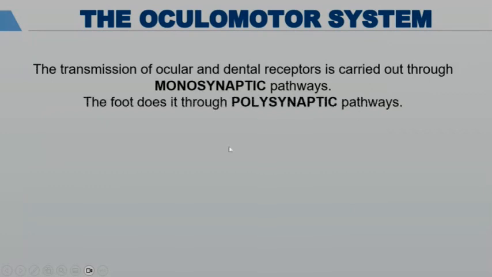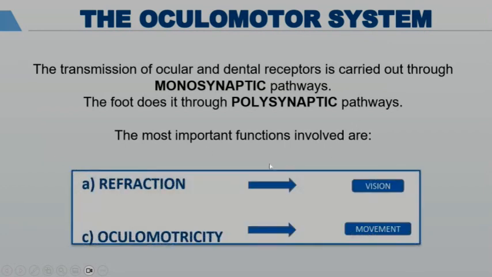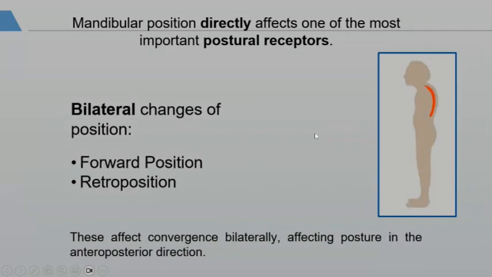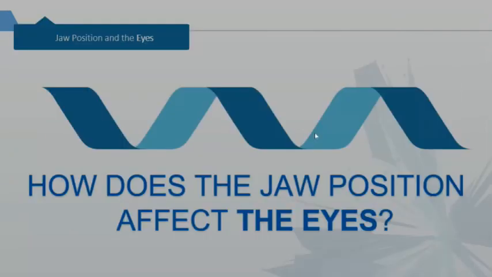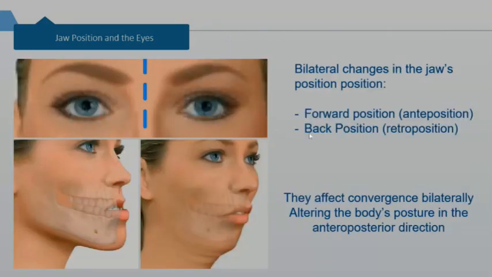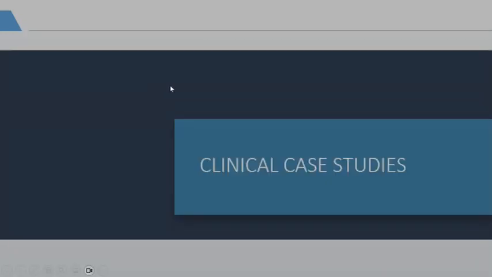The oculomotor system, how it affects the posture. We have different ways, neurological ways, to study that. But mainly the refraction and the oculomotricity, that means vision and movement, affect the posture. Affecting directly the jaw position, affecting the eyes, and affecting the body, which makes adaptation. Forward and jaw position, lateral deviations. The lateral deviations of forward position are affecting directly the oculomotor system. That means one of the main receptors.